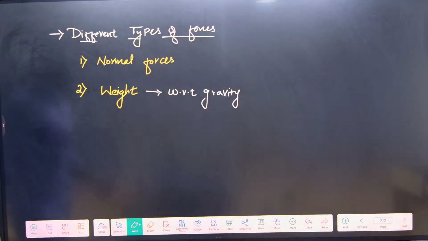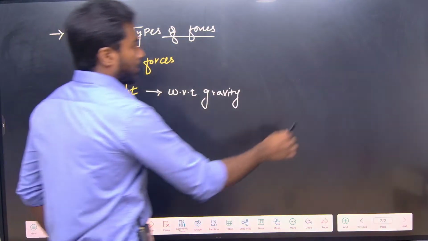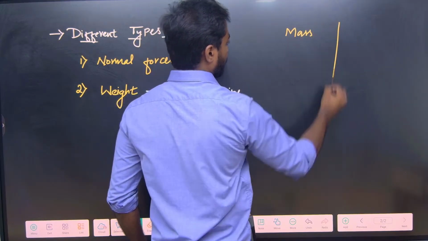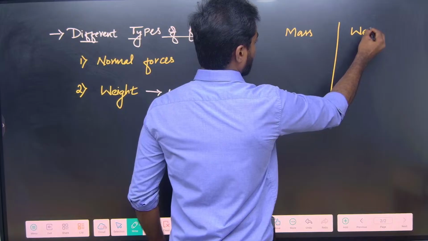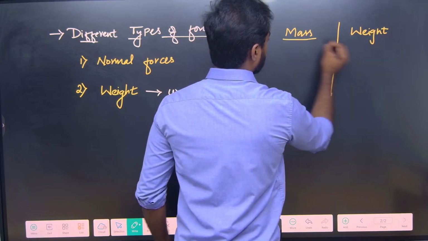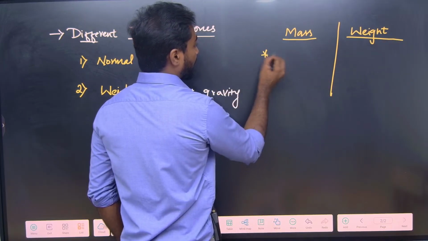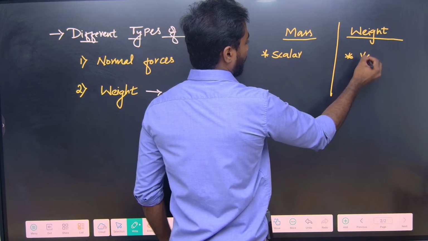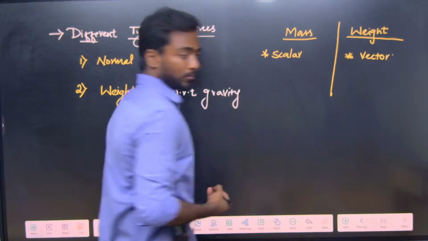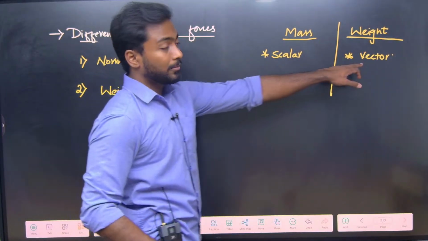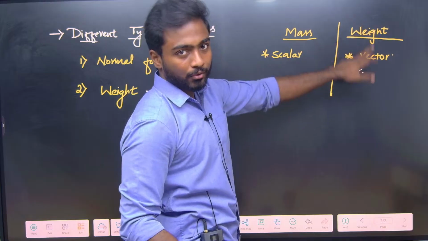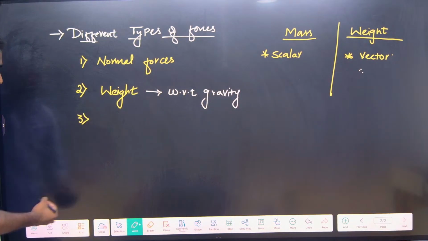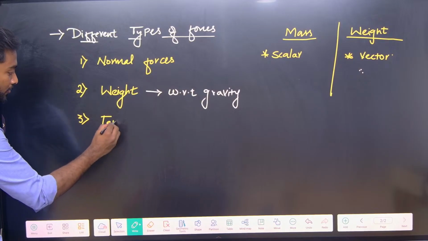Okay, and I'll tell you the difference. Mass is a scalar quantity and weight is a vector quantity. Only a number for mass, and for weight there is a direction also. Next one, third one, we'll talk about tension.